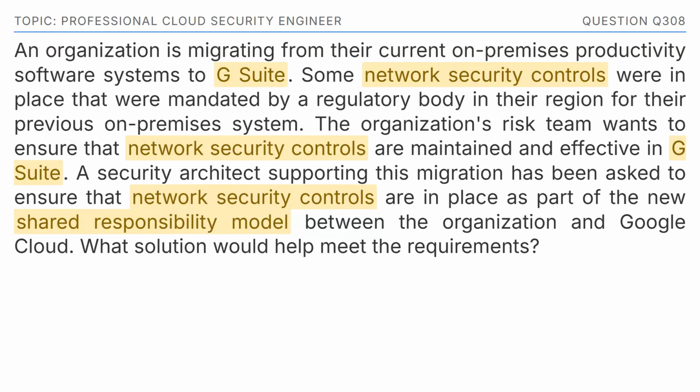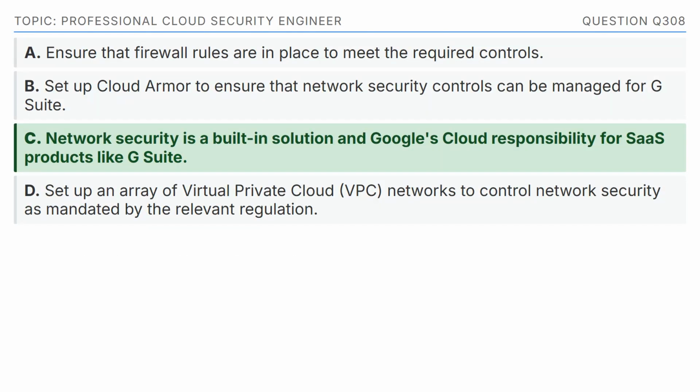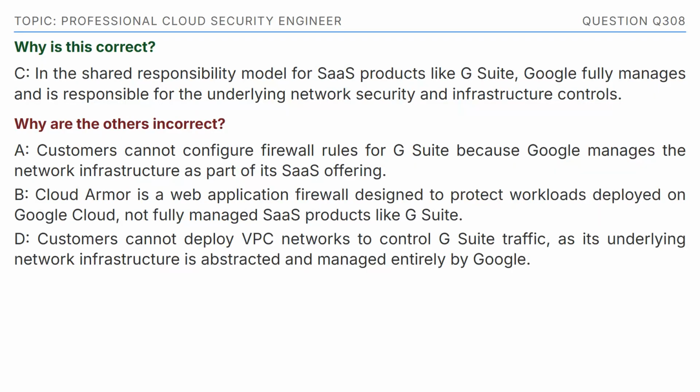To arrive at the correct answer, we focus on the keywords: G Suite, network security controls, shared responsibility model. The correct answer is option C. Network security is a built-in solution and Google's cloud responsibility for SaaS products like G Suite. Why is this correct? In the shared responsibility model for SaaS products like G Suite, Google fully manages and is responsible for the underlying network security and infrastructure controls.